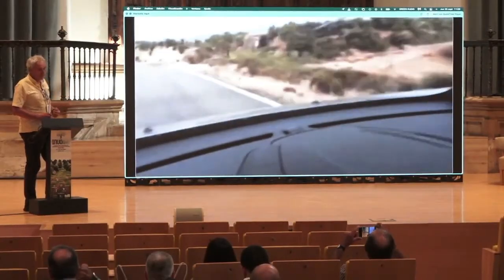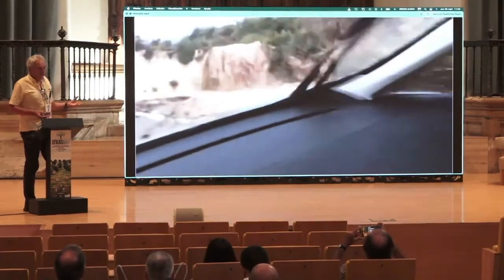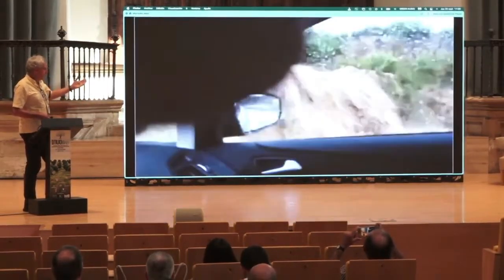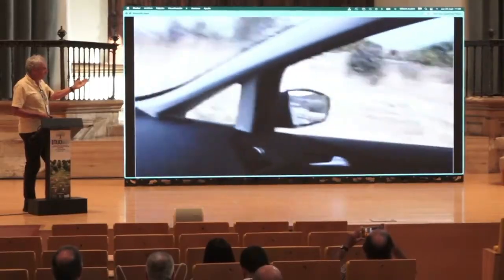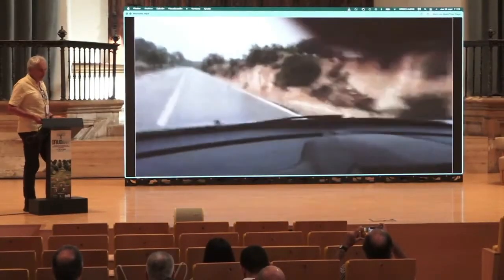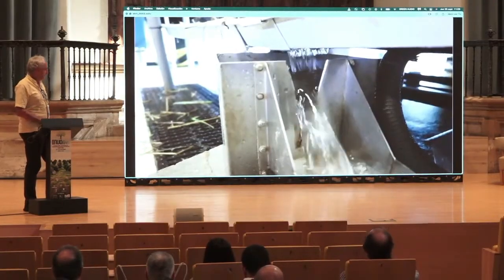You see, it was only 30 millimeters of rainfall in 40 minutes, and then we have all the water flowing. You see the color of the water. Okay, this is enough, and this is coming from the olive plantations. Then we are losing soil all the time.